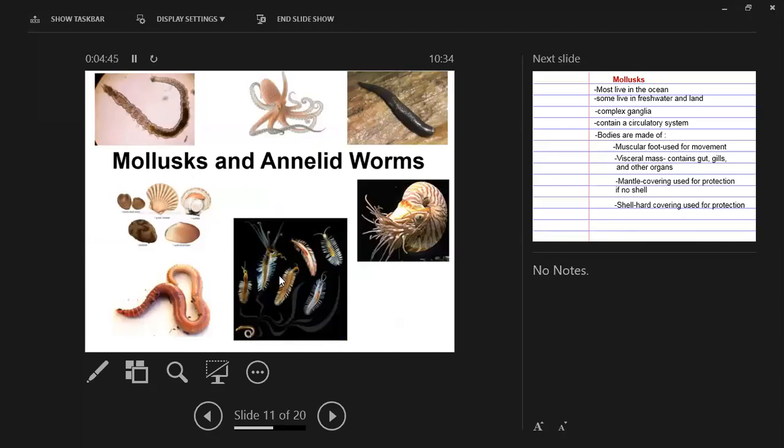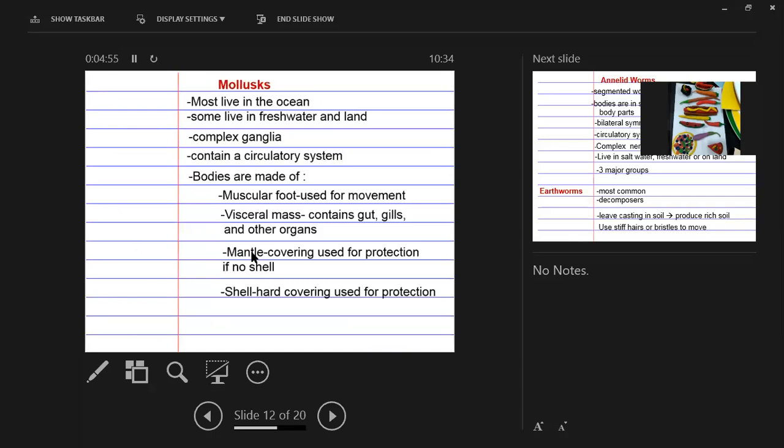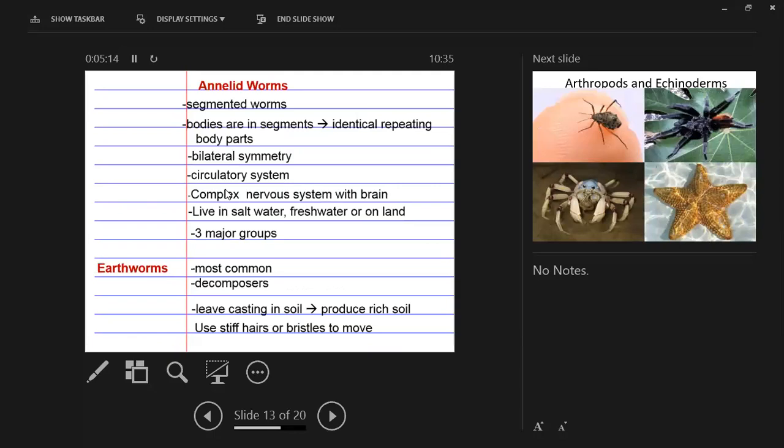Mollusks and annelid worms. Many examples you can note in the chart. Mollusks, most live in the oceans. Some live in fresh water and on land beside the river. Concentrate on 1, 2. Annelid worms, segmented worms. There are two names: annelid worms and segmented worms. Example: earthworms.